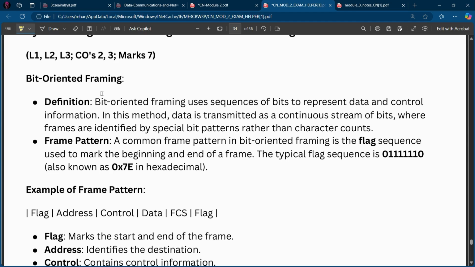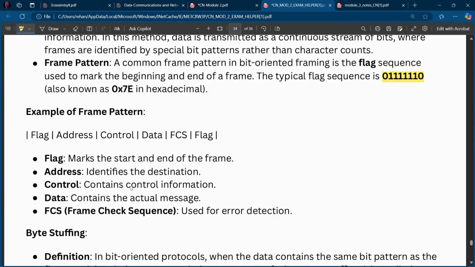In this method, data is transmitted as a continuous stream of bits, where frames are identified by a special bit pattern rather than characters. So data is transmitted continuously in the form of bits, identified by the bit patterns, not by anything else. A common frame pattern in bit-oriented framing is the flag of 8 bits starting with 0 and ending with 0, with all ones in the middle, also known as 0x7E in hexadecimal.